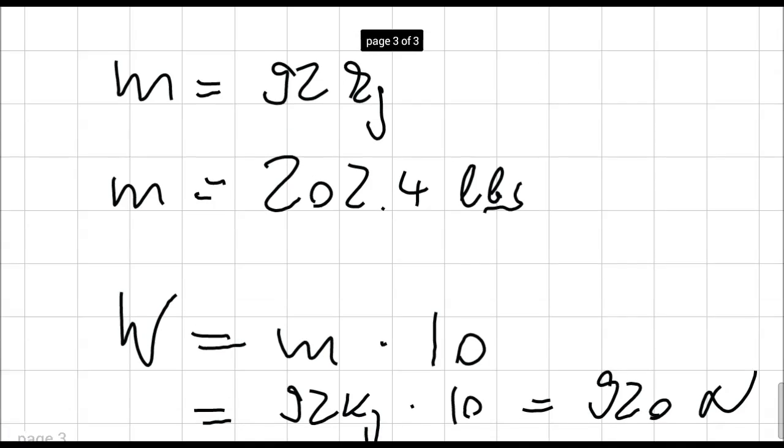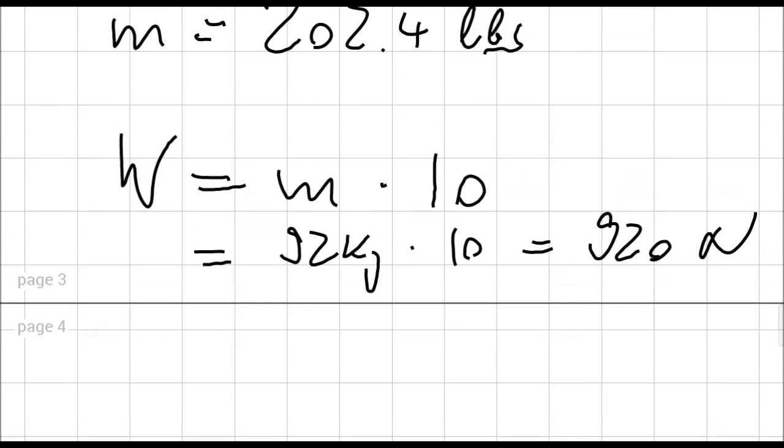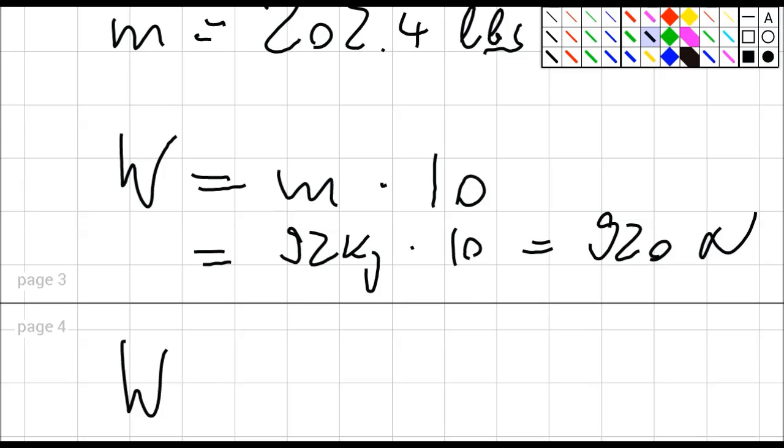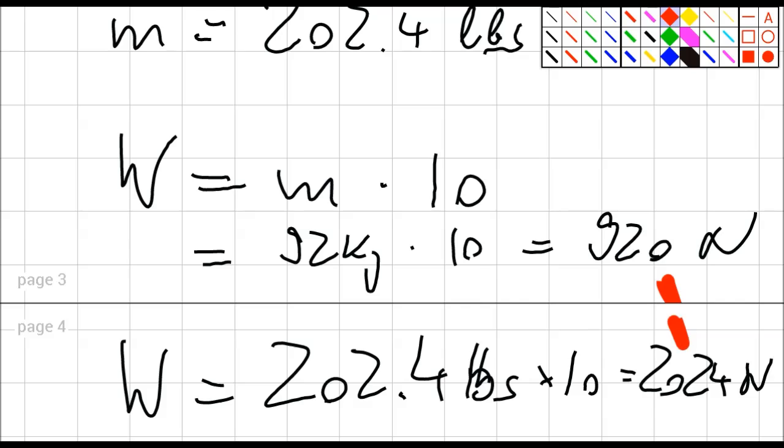I'll show you why. You forgot that my mass was given in kg or in pounds. So we do the same calculation and say my weight is my mass times 10. And I give you my mass as 202.4 pounds times 10 equals 2024 Newton. Now these two are not the same. So here's our problem.